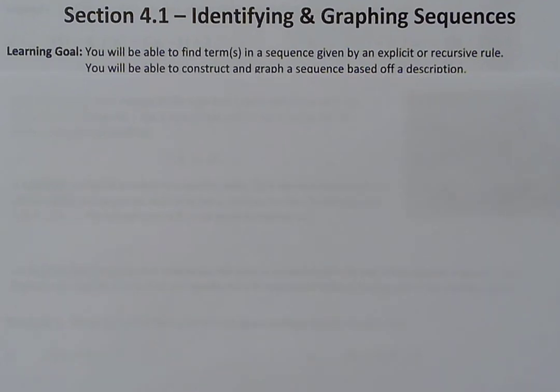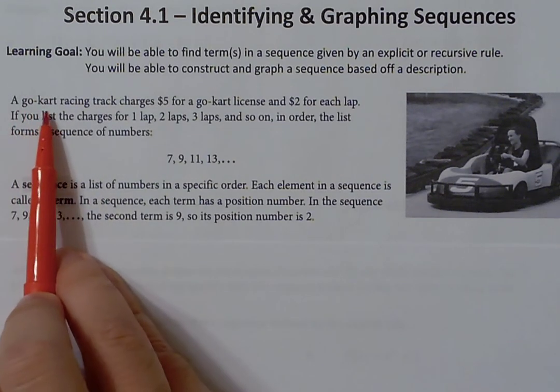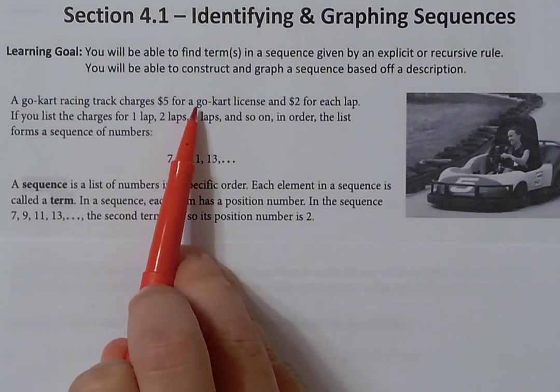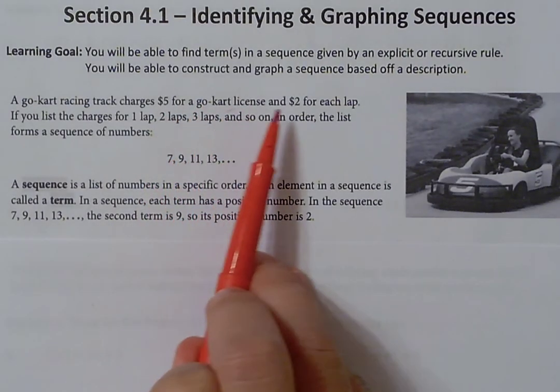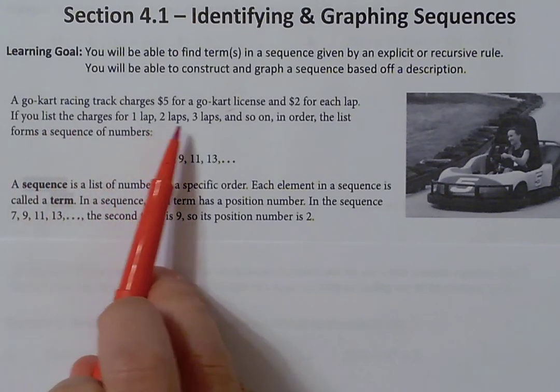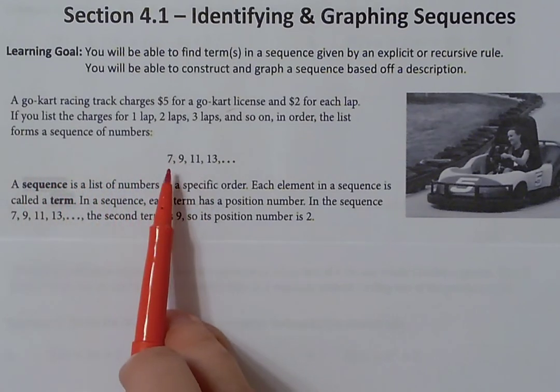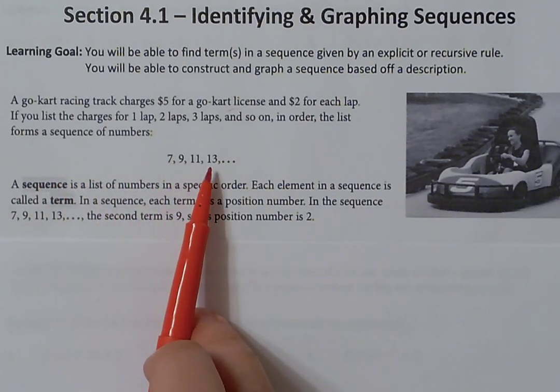So today we're going to look at sequences, different components of them, and how to go through and find terms based off that sequence. Now, before we get into examples, let's talk about a little bit of terminology. So, a go-kart racing track charges $5 for a go-kart license and $2 for each lap. If you list the charges for 1 lap, 2 laps, 3 laps, and so on, in order, the list forms a sequence of numbers 7, 9, 11, 13.